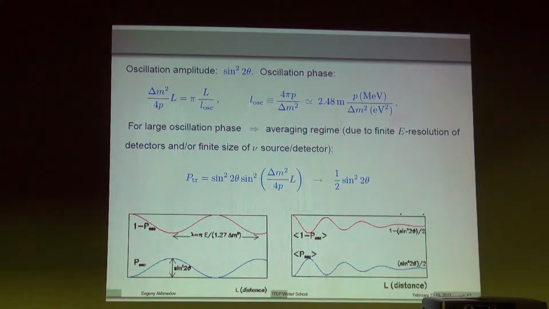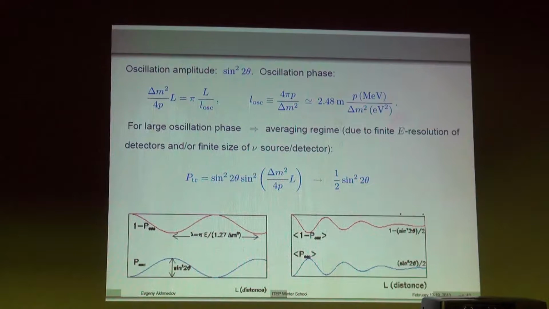Now, what happens if neutrinos propagate a very long distance? Then this oscillation phase becomes quite large. And since every detector has a finite energy resolution, we have to take an average of the neutrino energy over this energy resolution. For a very large value of the oscillation phase, this leads to an averaging effect of neutrino oscillation. As a result, instead of this simple oscillatory picture, this corresponds to the transition probability, and this is just the survival probability, which is 1 minus the transition probability. Instead, you will have this kind of picture. With increasing distance, the amplitude of the neutrino oscillation will be damped.